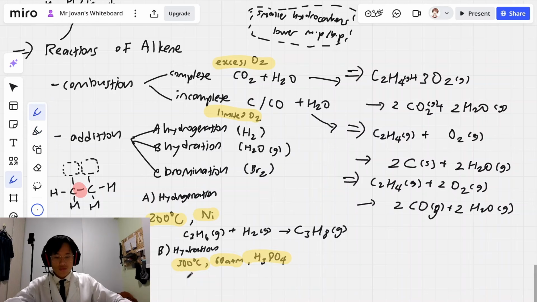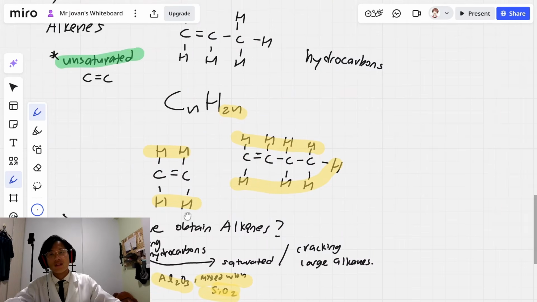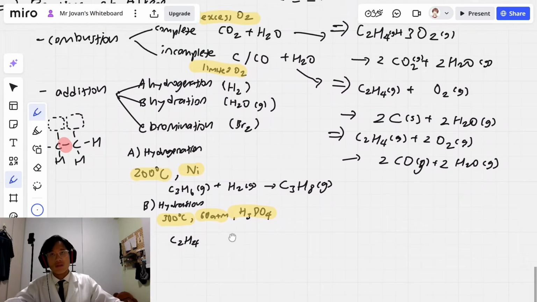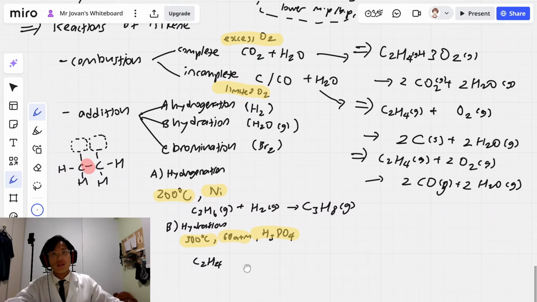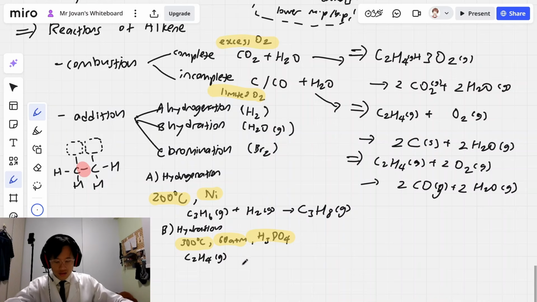And what is the equation? I'm going to use the simplest alkene this time, C2H4. What is C2H4? It is the example that I gave you. I'm going to scroll up. This is C2H4. It is ethene. So we're just going to use ethene as an example here. Write it higher. So C2H4, ethene, is a gas, plus H2O. What happens? I actually get alcohol.